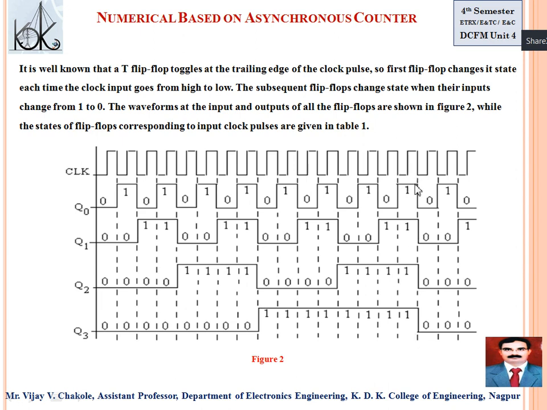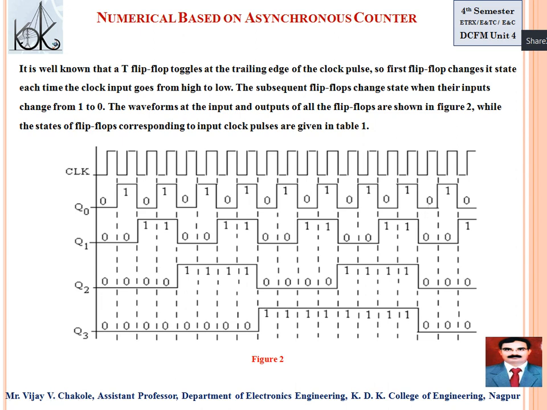When the 16th negative edge comes, counting 1, 2, 3, 4, 5, 6, 7, 8, 9, 10, 11, 12, 13, 14, 15, 16. When the 16th negative edge comes, what happened? Flip-flop 1, whose output is Q0, toggles from 1 to 0. 1 to 0 is a negative edge.